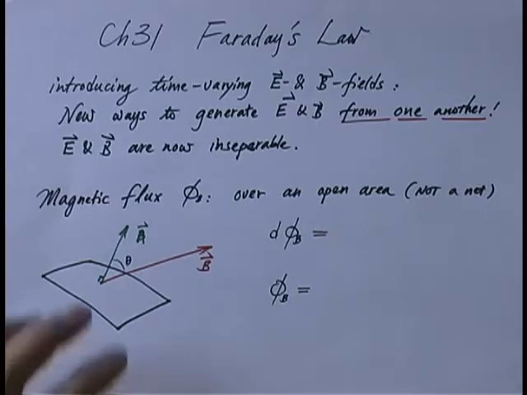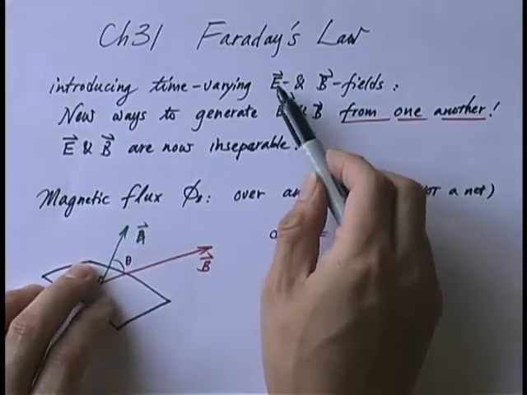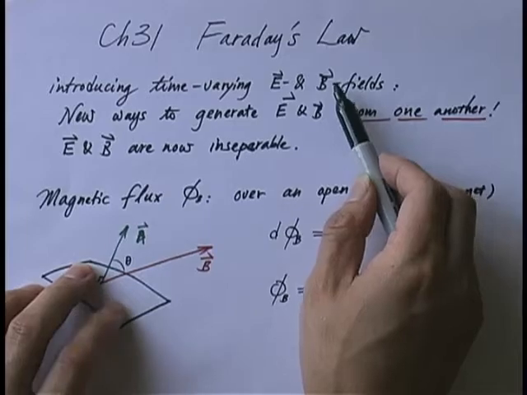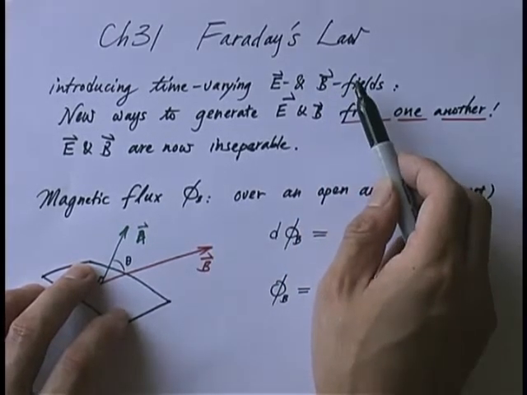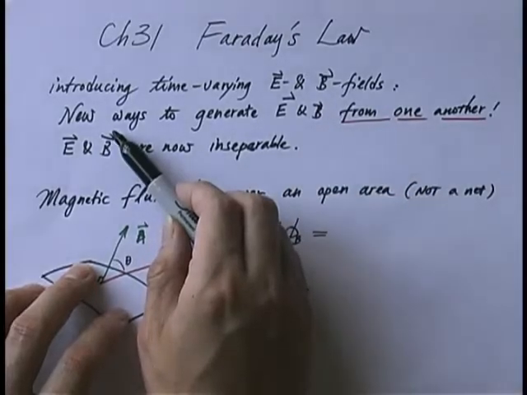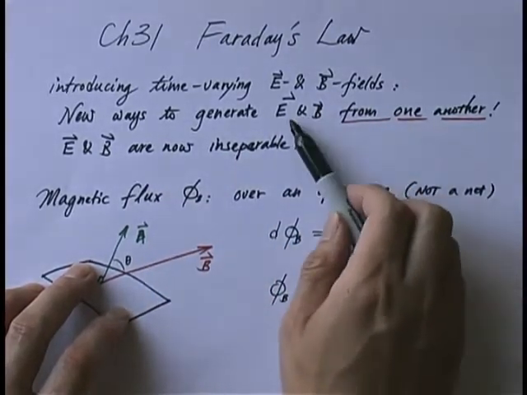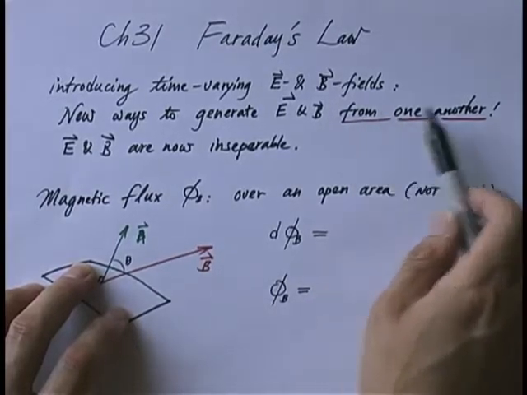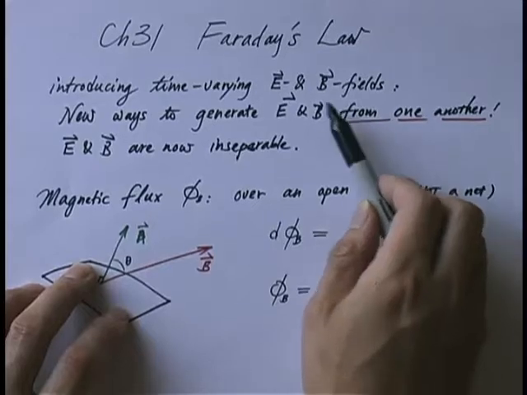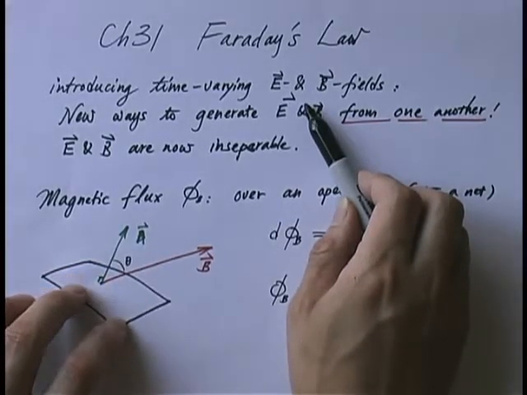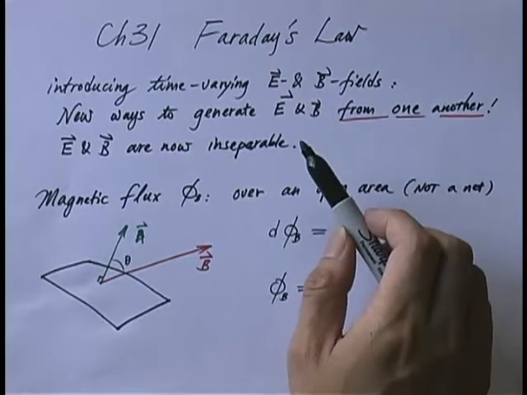As a matter of fact, if you introduce a time-varying E field and B field, if we allow the electric field or the magnetic field to change over time, then we find that there are new ways to generate the electric field and the magnetic field. In fact, E field and B field can be generated from one another, believe it or not. E can generate B and B can generate E.